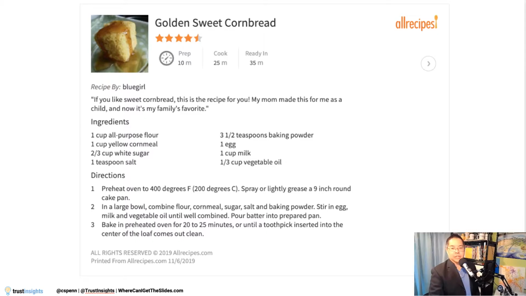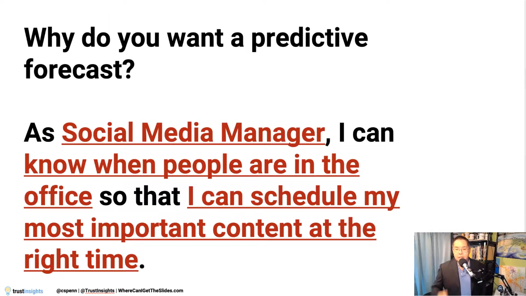Next, what's the recipe? How are we going to cook this thing? When you look at a recipe, recipes are actually really straightforward, right? There's sort of a what is the outcome you're after, that lovely picture at the top there, what goes in the recipe, and how do you do the thing, and probably some equipment, right? If we refer to our predictive user stories, we can really start getting into understanding what needs to go in the recipe. Like, as social media manager, I can know when people are in the office so that I can schedule the most important content at the right time.